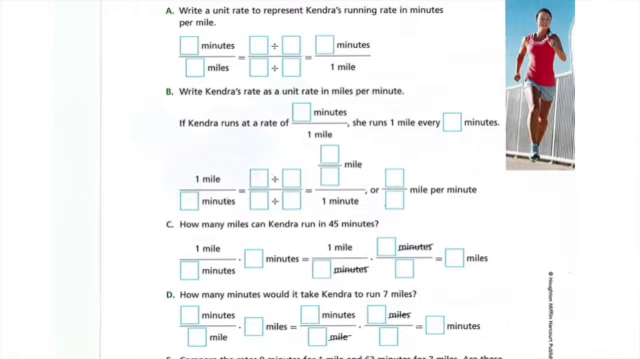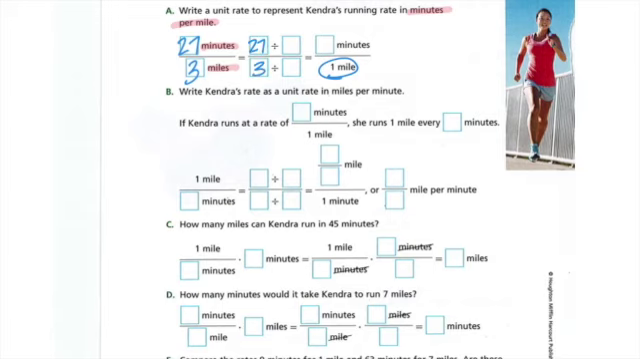It takes Kendra 27 minutes to run 3 miles. Write a unit rate to represent Kendra's running rate in minutes per mile. Remember, I told you it's going to tell you the order. Minutes per mile, so they put minutes over miles. So she did 27 minutes and 3 miles, but we want it per 1 mile. So I'm going to divide it by 3. So let's rewrite this.